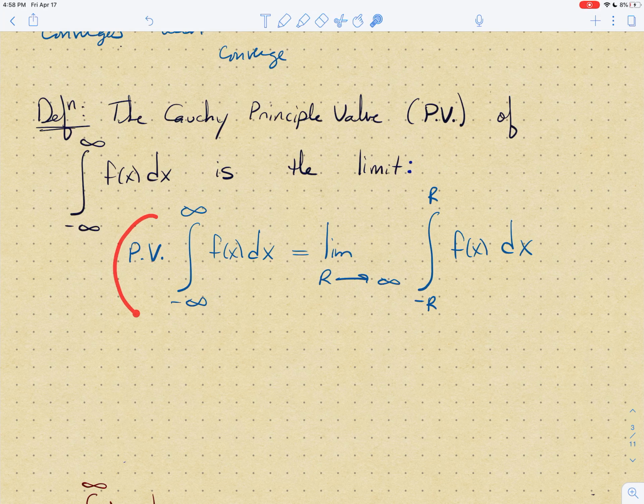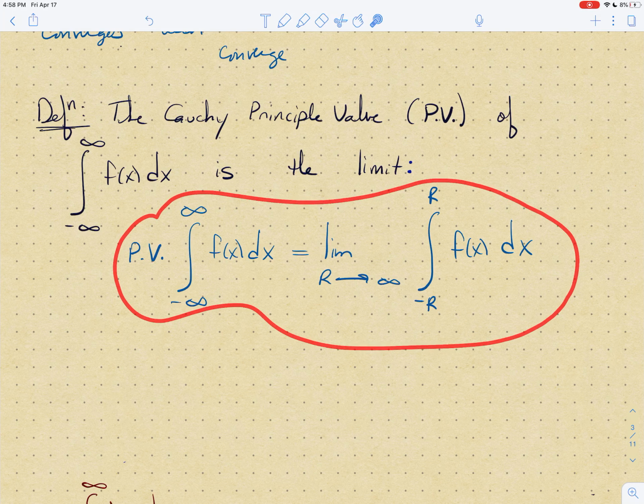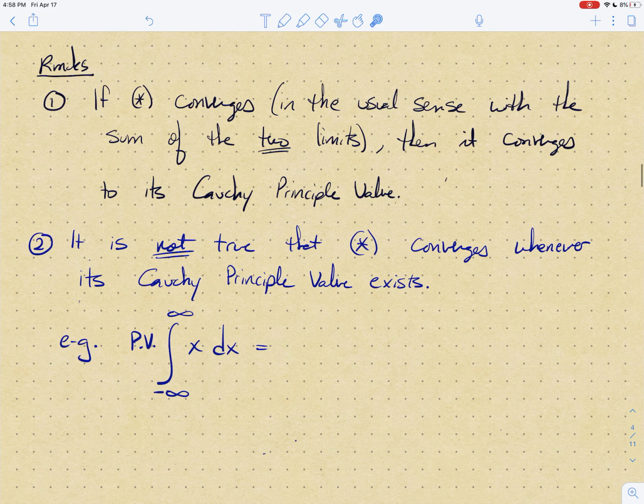But if it doesn't converge, it's still possible that the Cauchy principal value does converge, giving you a false answer. So I've captured that here in part 2, remark 2. So it's not true that star converges whenever the Cauchy principal value exists. And just to make sure that you believe that, I thought we should do an example. So let's just look at the principal value of the integral from minus infinity to infinity of x dx. So this is the limit as r goes to infinity of the integral from minus r to r of x dx.